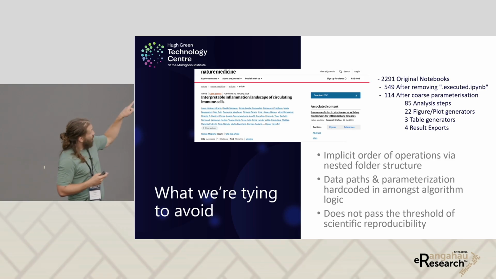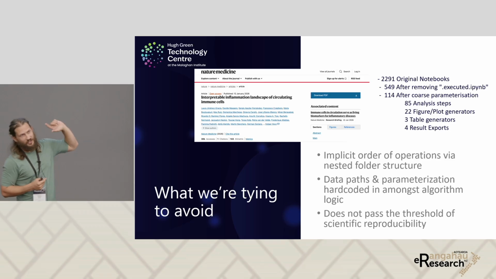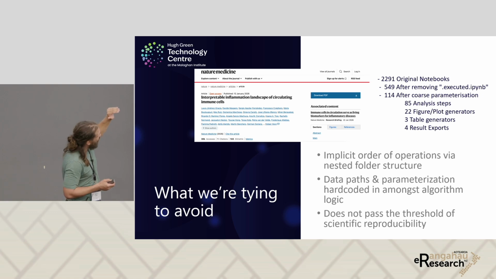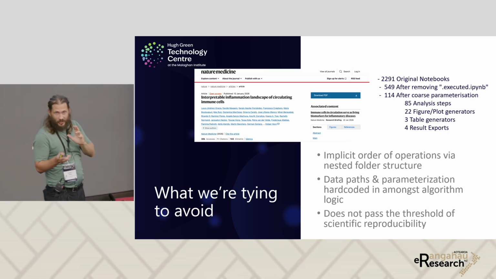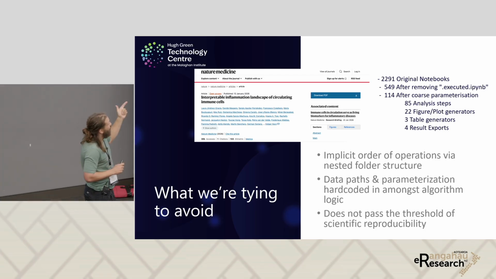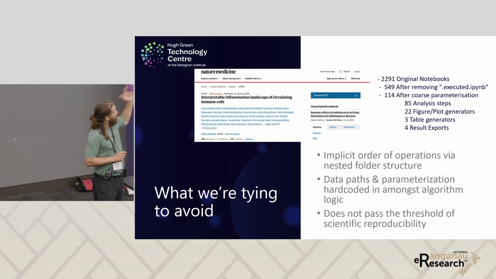There were 2,300 notebooks. The orchestration was by implicit nested folder structure, telling you which way to run them. And it was a mess. And so I did a bit of quick QC through it. After removing all the executed notebooks, we were down to 550. Through parameterization and trying to functionalize some of them at a very high level, I managed to get it down to 114, 85 of which were analysis steps. There was some figure generation, table generation, and result exports.